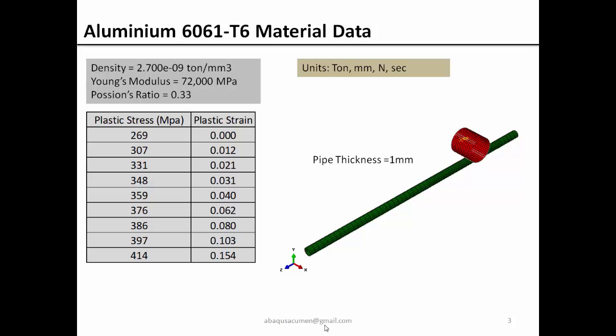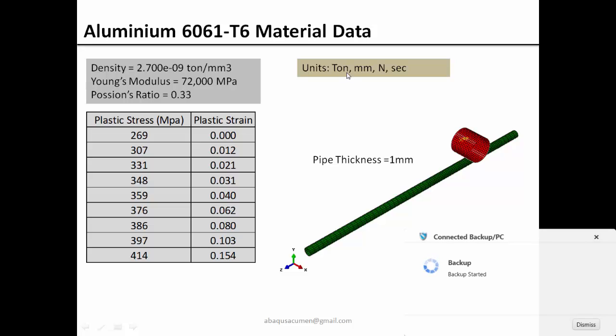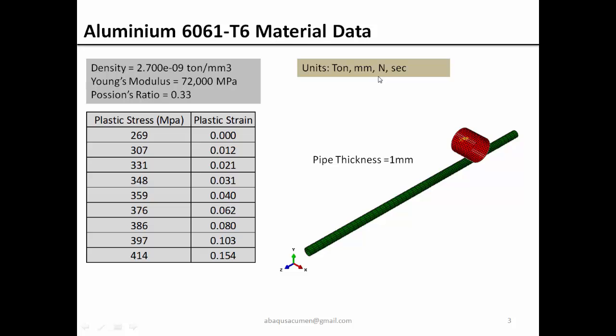Other part is, for this problem we are going to use aluminum 6061 T6 alloy metal property. The typical modulus is 72 GPa, Poisson's ratio 0.33, and then we have plastic stress versus plastic strain data. So this is a true stress strain curve. Around 269 MPa we have zero plasticity, and then break stress is around 414, and the plastic strain at the break strain is 15%, and the units which we are going to use are ton, millimeter, Newton and second.